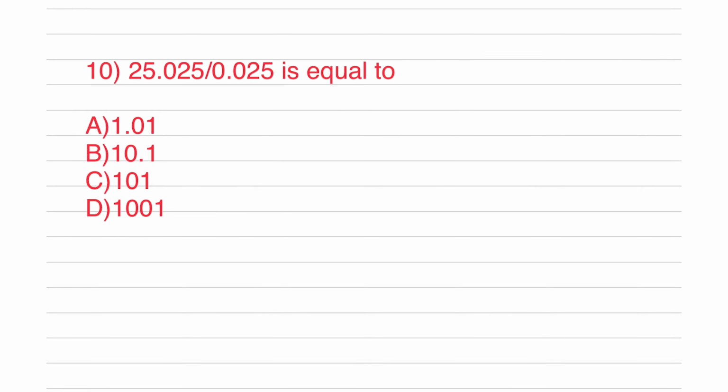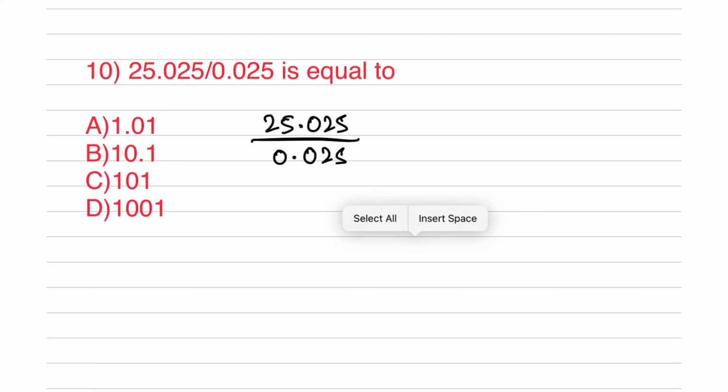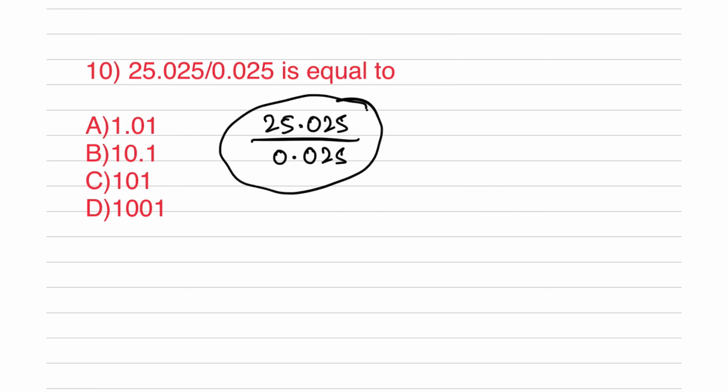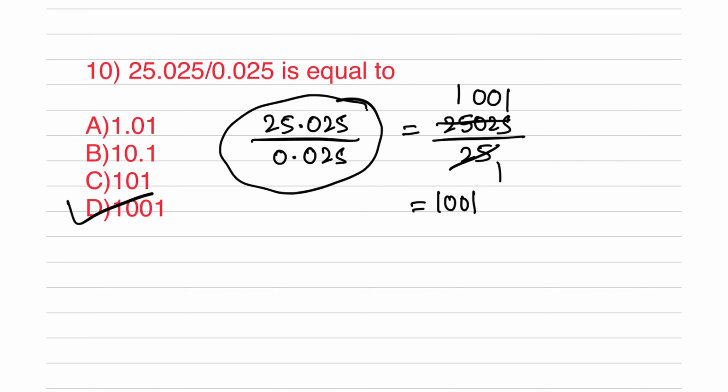See the last question. 25.025 by 0.025. As these both have the same number of decimal places, we can remove them and write 25025 divided by 25. So 1, 0, 0, 1. So the answer is 1001, which is option D.